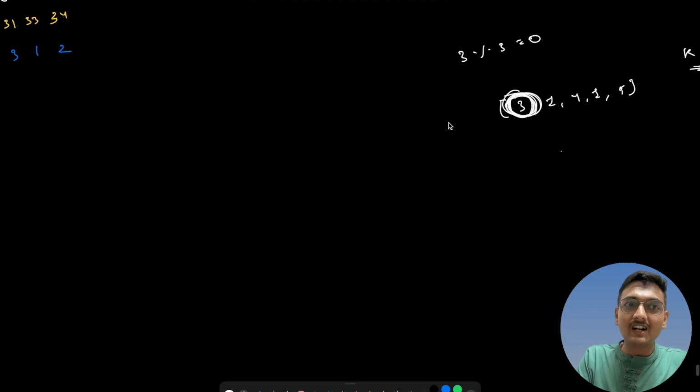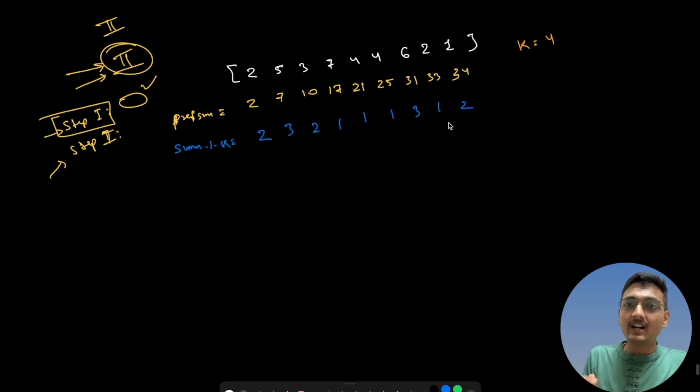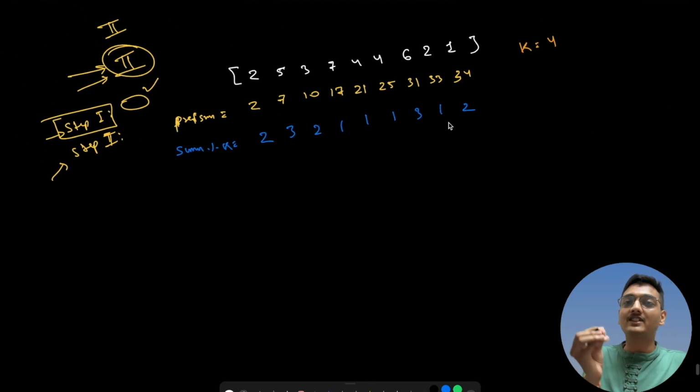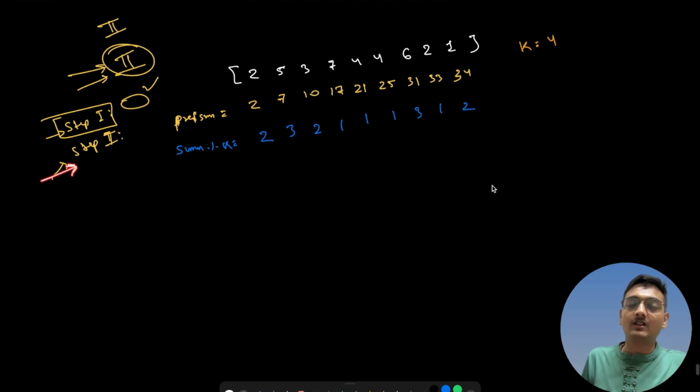This thing you understood, right? What are we doing? As soon as we are getting something which is divisible by our k, we are just making some 0 at that place. So this is basically the intuition to solve the second step.